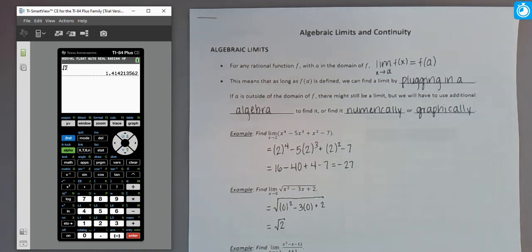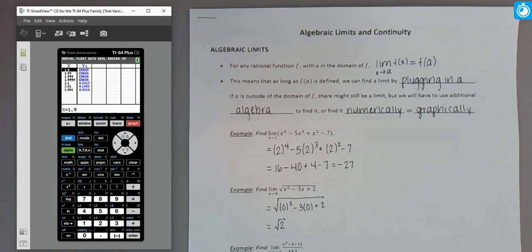Now, because this is an irrational function, we shouldn't necessarily assume that the same rule that applied to the polynomial function above applies to something that is rational. But again, we can verify the value for this limit by using a numerical technique. So let's graph this one as well. So square root of x squared minus 3x plus 2. Okay, so there's my graph, kind of a strange looking graph.